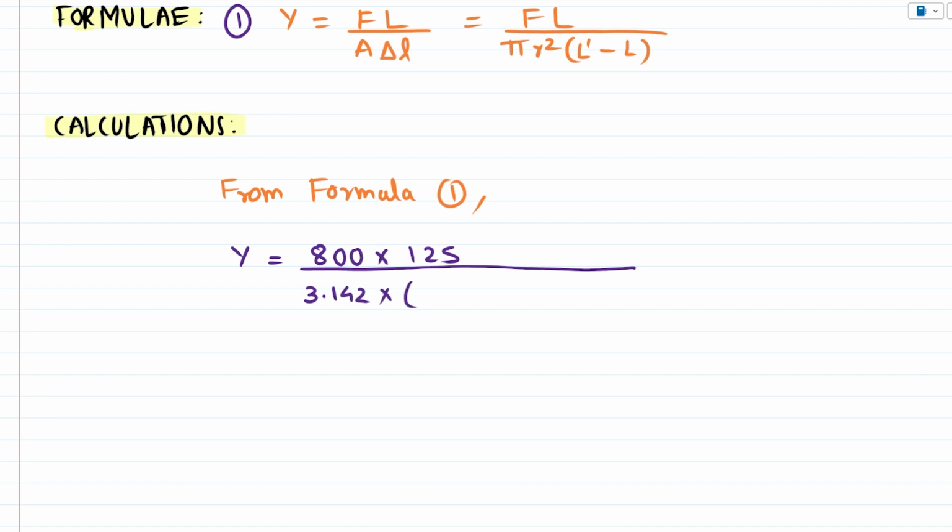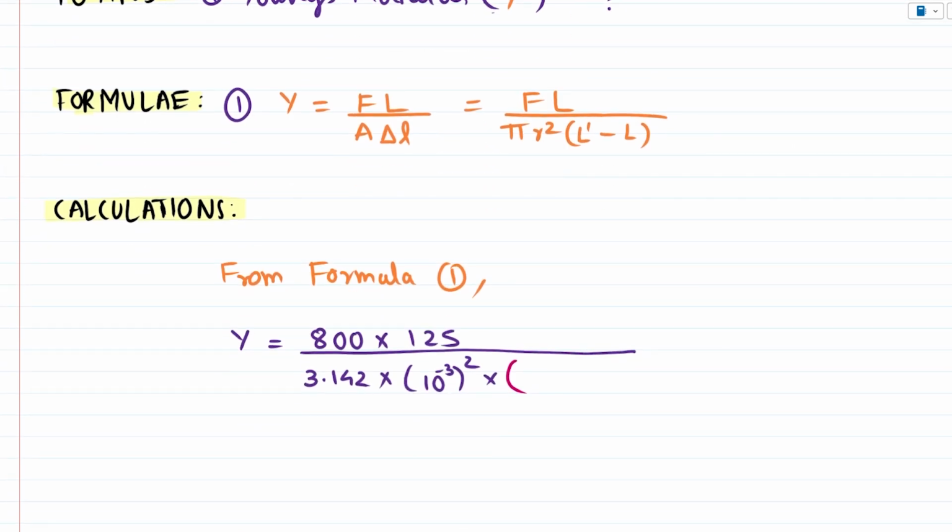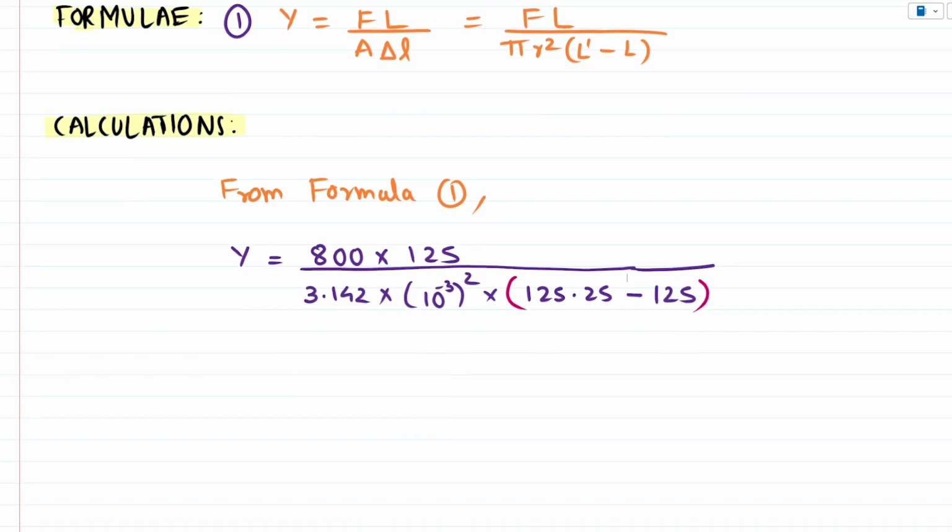r square. So r का value as per the given was 10 raised to minus 3. So 10 raised to minus 3 the whole square gives us the r square term into the bracket. So let me write this bracket using a different color so that थोड़ा simplify हो. L dash का value as per the given is 125.25 meters. So we write it as 125.25 minus L, that is the original length, which is 125 only. So we close the bracket and we also extend this line.